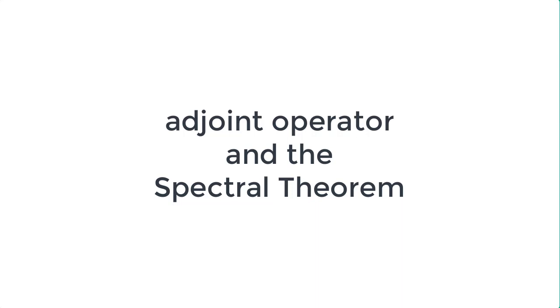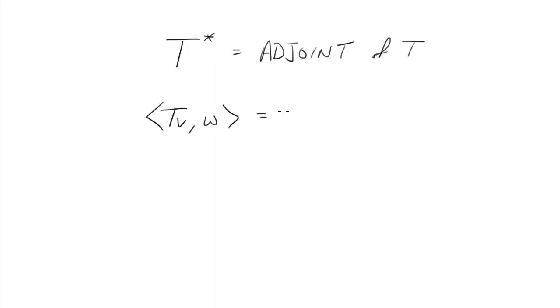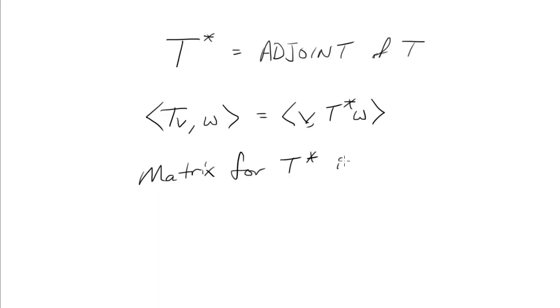One of the most fundamental results in linear algebra. So, first of all, the adjoint. It's only defined in terms of inner products: you move the operator to the other side, and then that's the adjoint. The matrix representation in a finite dimensional space is the complex conjugate transpose of the original matrix.